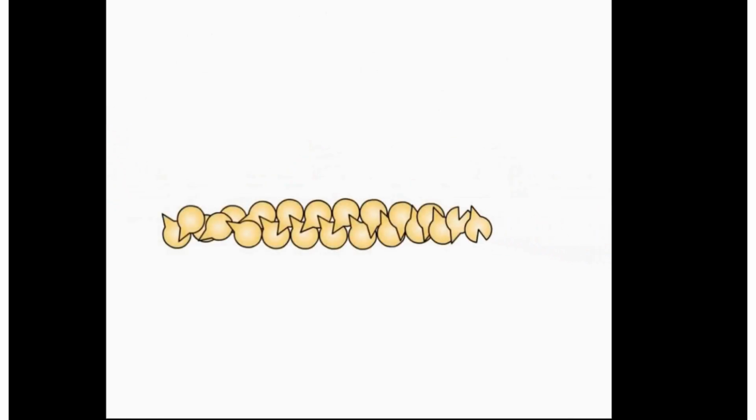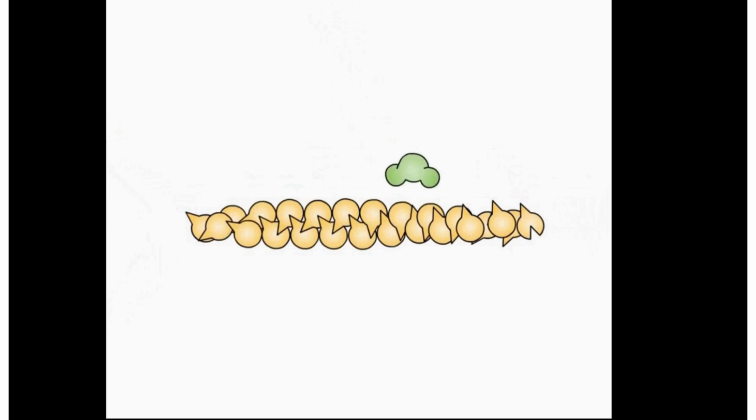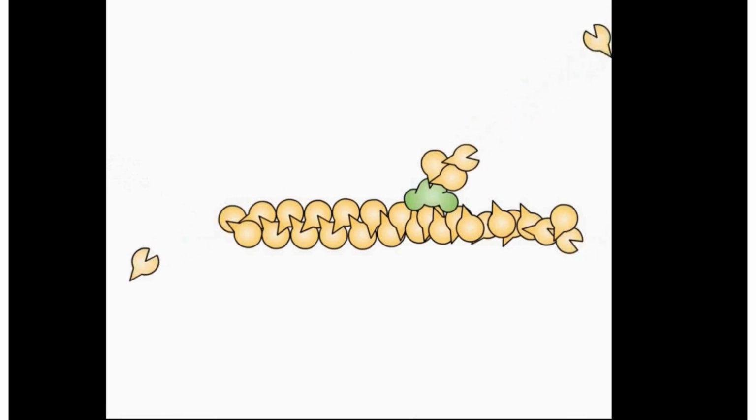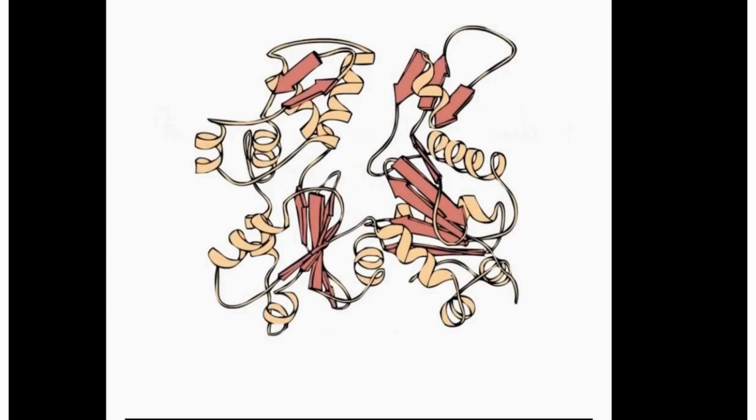At the leading edge of moving cells, actin filaments treadmill and branch extensively. The branches are nucleated by the Arp2/3 complex, which binds near the barbed ends, or the plus ends, of the microfilaments and forms a new branch. Arp2/3 helps promote the remodeling of the actin cytoskeleton that is required for cell movements and changes in cell shape.